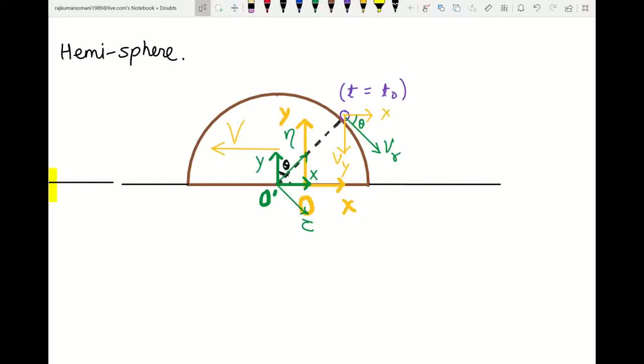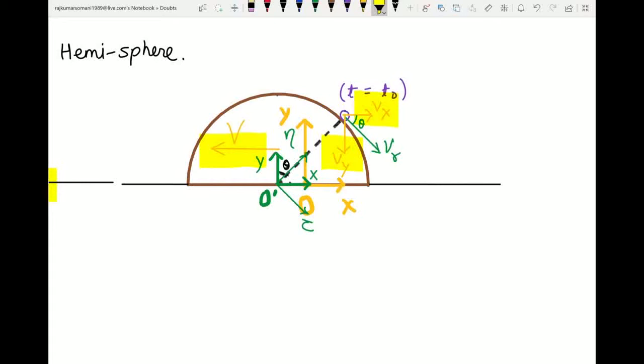First of all, let us follow the yellow frame of reference. Let us say at time t0, when it's at angle theta, while it is breaking off from the surface of the hemisphere, the velocity of the particle in the yellow frame of reference is Vx in the x direction and Vy in the minus y direction. And in the same frame of reference, let us say the velocity of the hemisphere is V in the minus x direction.